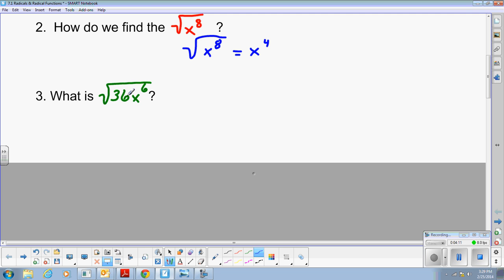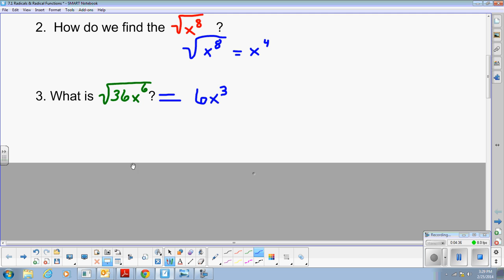So I will do the square root of 36 separately and the square root of x to the 6th separately to find my answer. So what do I have here? Equals square root of 36, I know that to be 6. The square root of x to the 6th power. All right, what number added to itself gives me 6? That's correct, it's 3. So then I say 6 times x cubed.